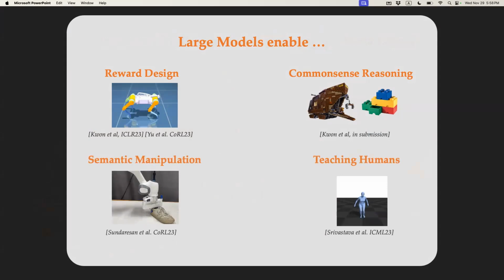You could look at other things like semantic manipulation, like referring to objects or parts, like laces or heels. And again, I can do semantic manipulation using LLMs along with training a very simple keypoint based model that could actually respond to that. You could look at teaching humans. This is something that we were discussing earlier with you guys, this idea of using LLMs to actually teach humans, give corrective feedback to humans when you're looking at exercises.